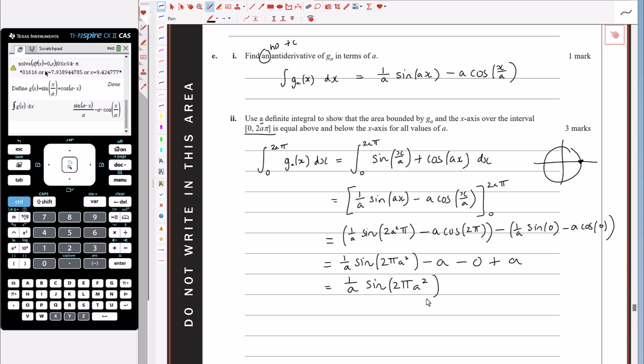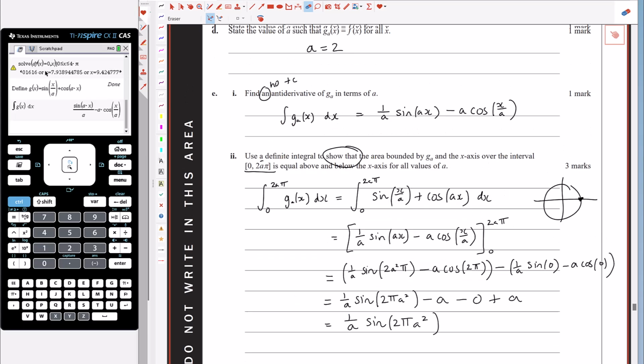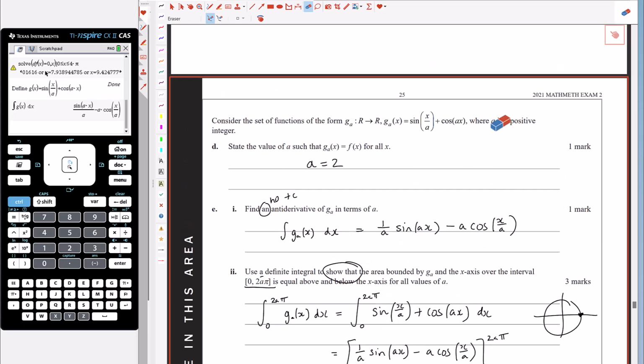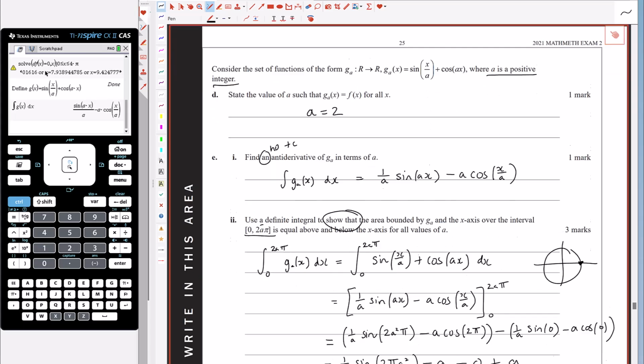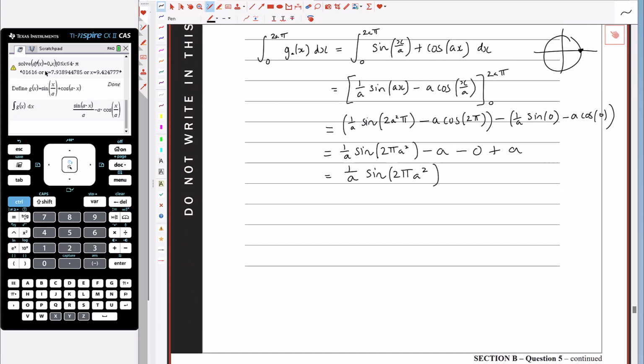Okay, so now we need to think about this thing here. We obviously need it to be equal to 0, but we can't just write that it equals 0. This is a show-that question. We know that that area is going to have to be 0, and so we need to show how we know that that thing equals 0. And we do, we just have to break it down. So what do we know about a? a is a positive integer. Even if it wasn't, I think we'd be okay in this case. It needs to be an integer though.